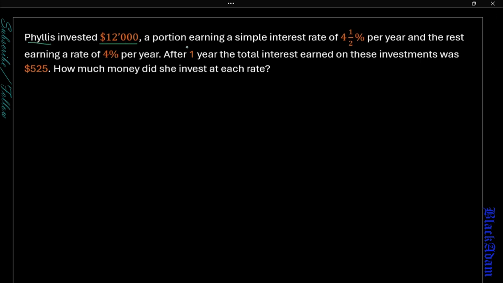Welcome to maths class. We have an investment of 12,000, with interest at 4.5% and 4% for 1 year, and the total interest is 525. So we have the interest at 4.5%, that's one investment. The other investment has interest at 4%. So that's the amount of money, and that's the total interest that we have.